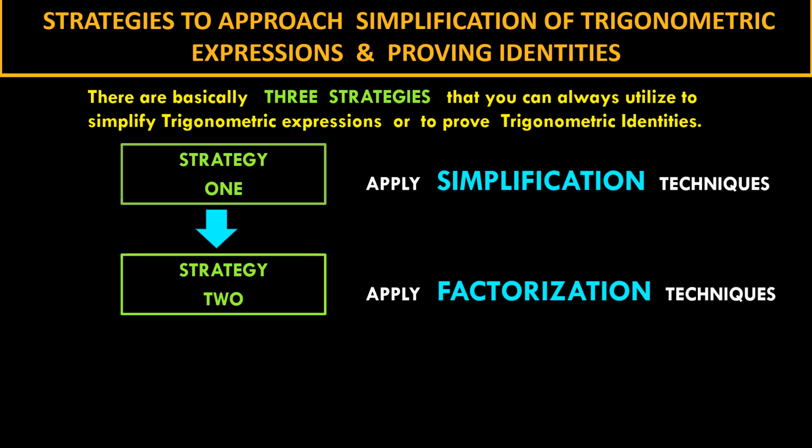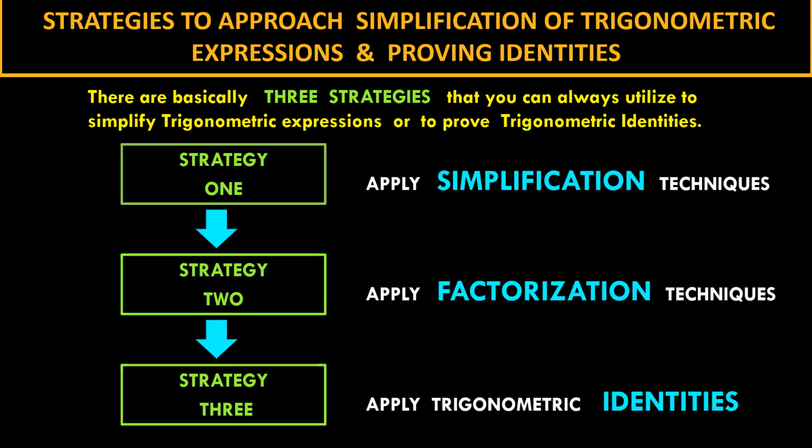Now, if simplification does not work and factorization is not helping you, then you have one more option left. Only one more. And that is what I refer to as strategy number 3. This is where you use a trigonometric identity. And you should always try them in this order. First, see whether you can simplify. If you can't simplify, then you ask yourself, can I factorize? And only if you can't simplify or factorize, then you use an identity. Don't immediately use an identity in the first step.